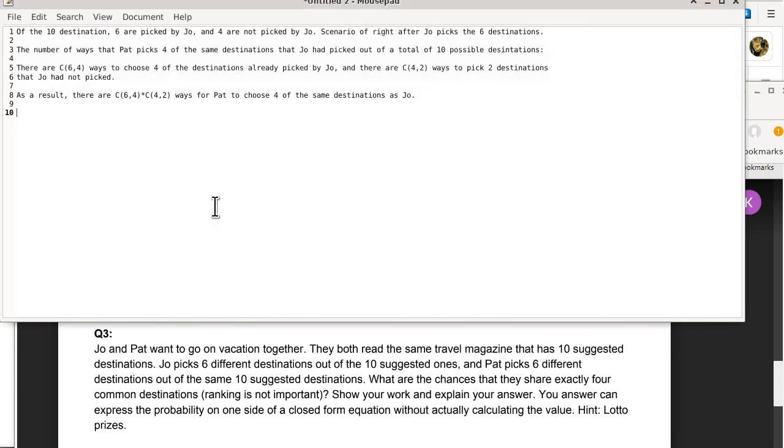And the hint says lotto prices, because in lotto games you can have a partial match and get a partial prize. So this problem is very similar to that problem.